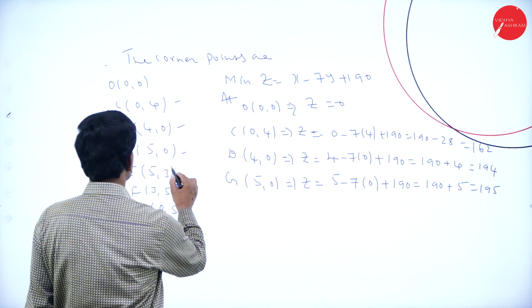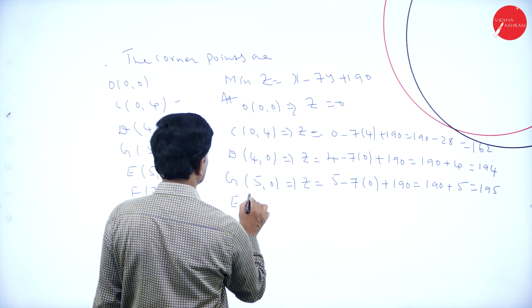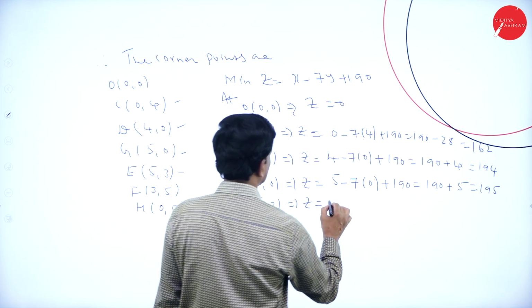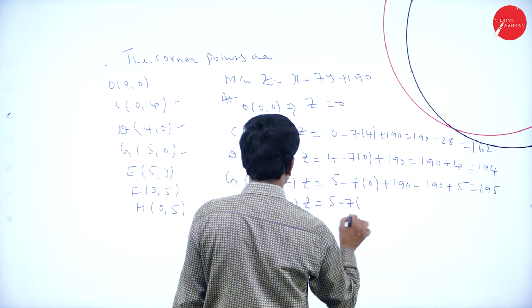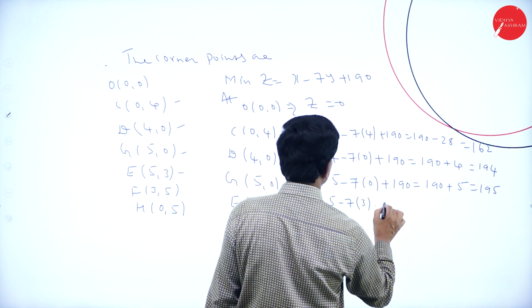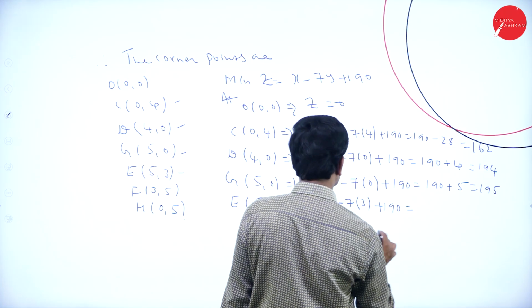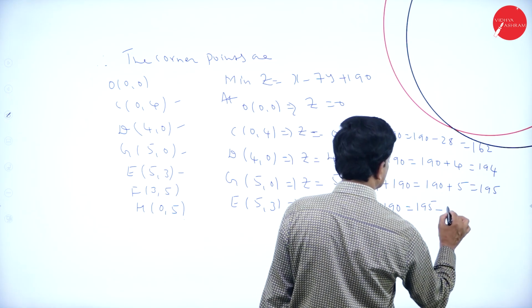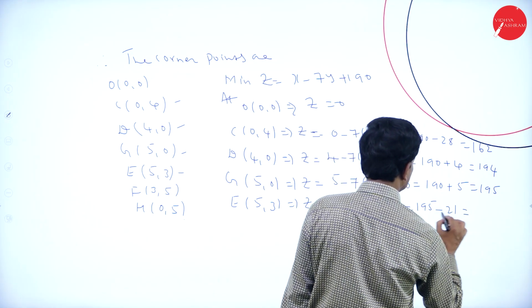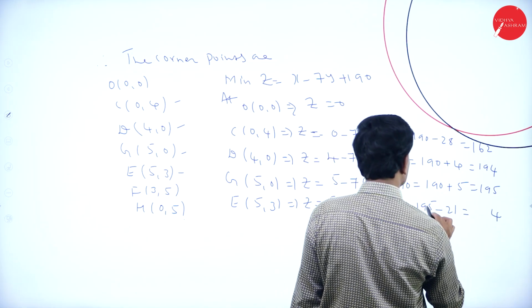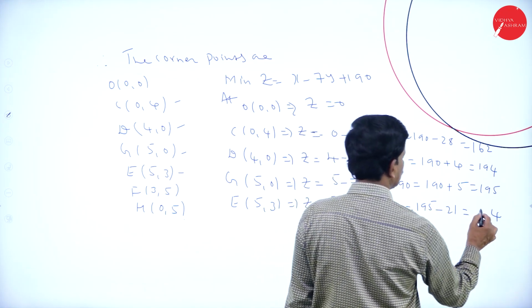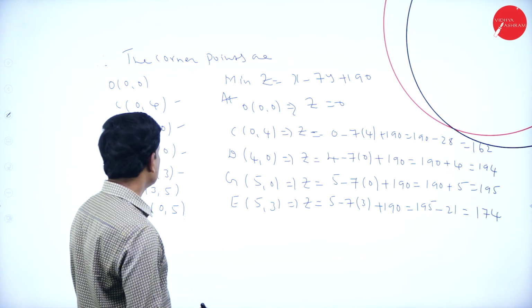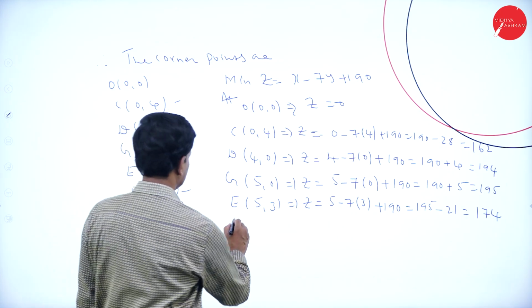Now at 5, 3, E. Z is equal to 5 minus 7 into 3 plus 190. That's equal to 190 plus 5 is 195, minus 7 threes, which are 21. So this is equal to 5 minus 1 is 4, then again 9 minus 2 is 7 and 1. This is 174.